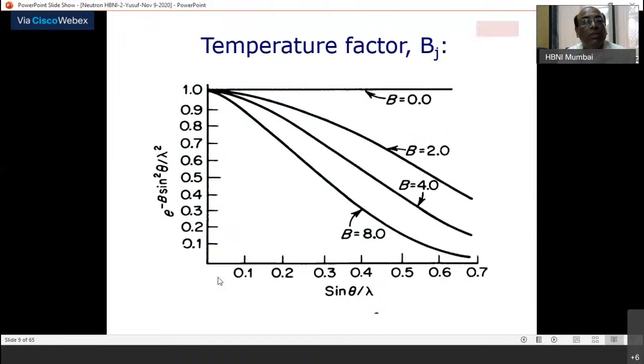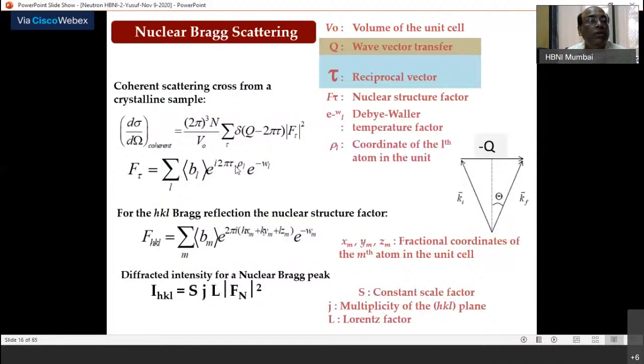Now I go to that one. This is my structure factor. So now in experiment, what do you measure? Basically, you measure the scattering cross section, dσ/dΩ, where Ω is the solid angle. This is the differential scattering cross section.